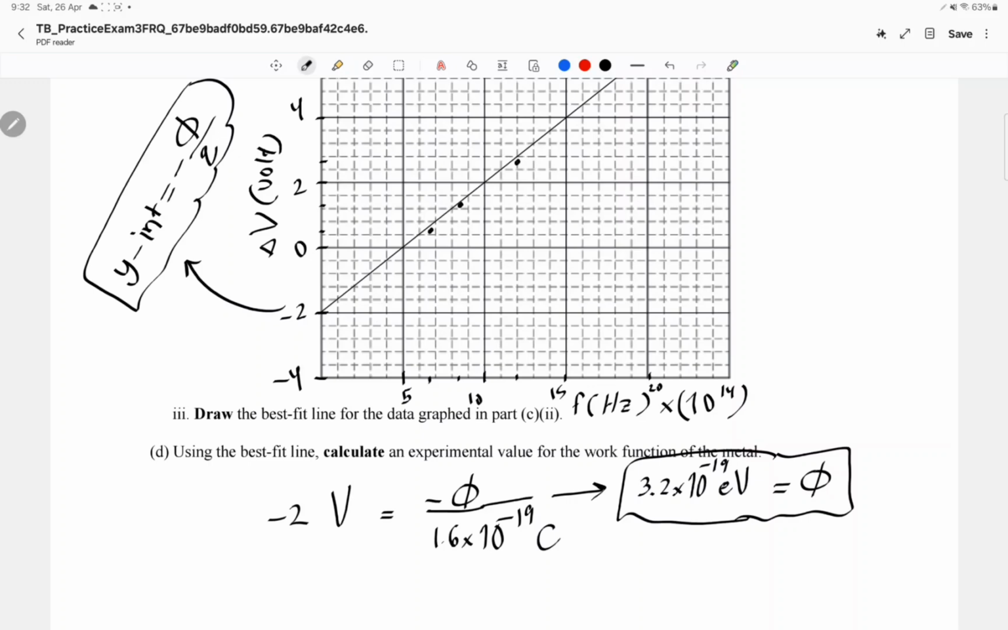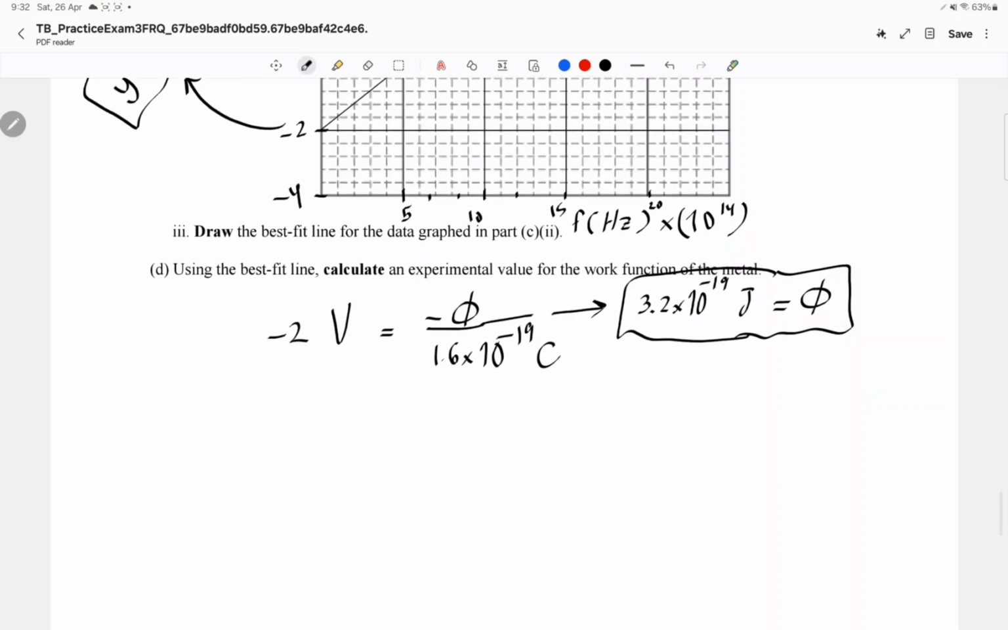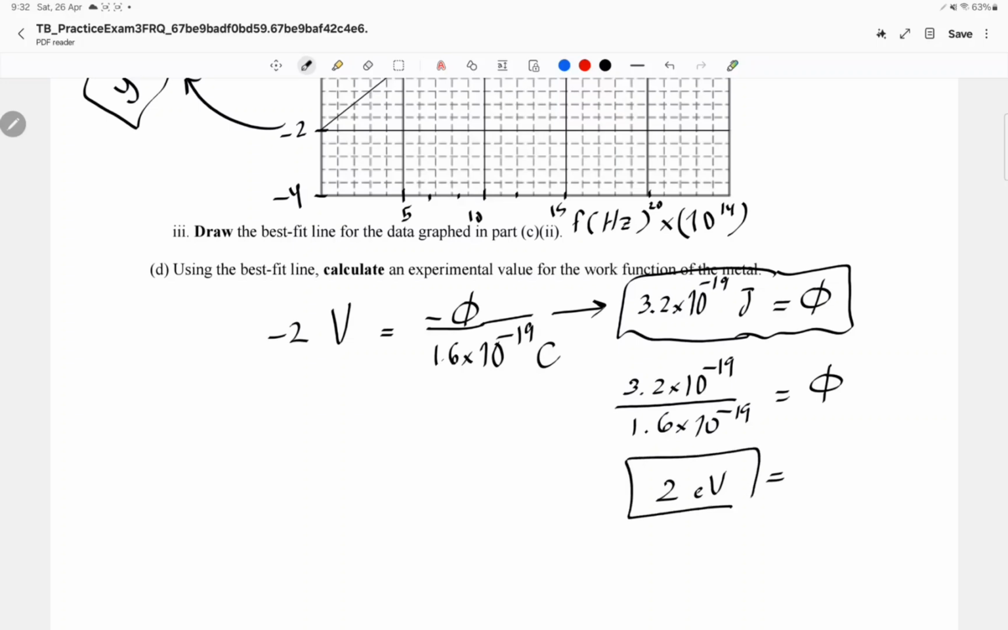I think it is. Or just, so joules, yeah. And suppose they want it in electron volts, you can just divide it by 1.6 times 10 to the power of -19, and you get 2 electron volts. So they didn't ask in which unit, so you can report it either in joules or electron volts. They're both going to be correct.